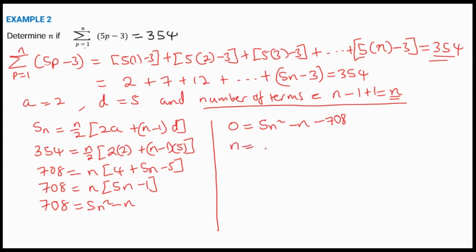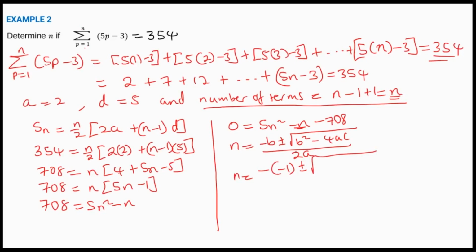So n is equal to negative b plus or minus the square root of b squared minus 4ac, over 2a. Then n is equal to, and then b is what? B is negative 1, so it's going to be negative 1 plus or minus the square root of negative 1 squared minus 4. Our a is 5, then our c is negative 708, all this over 2 times a, our a is 5.